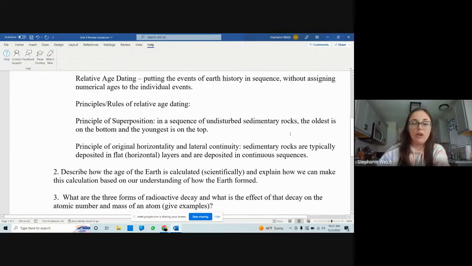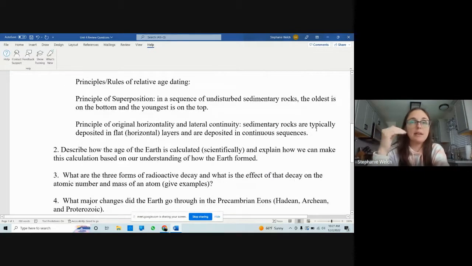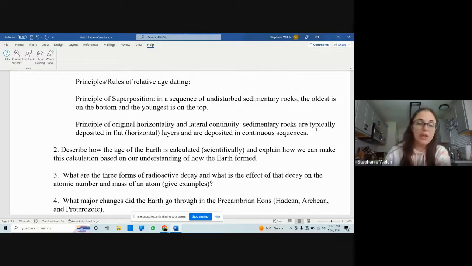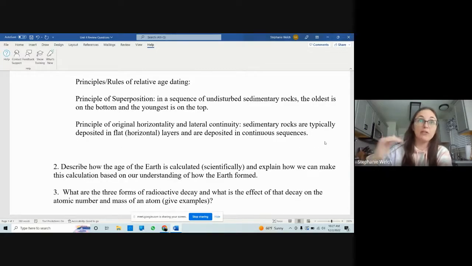So effectively, we know so far that sedimentary rocks are deposited in flat, continuous layers. So they are originally horizontal and laterally continuous. And the oldest ones are found on the bottom, the youngest ones are found on the top. So for the most part, you can almost just ignore this second rule. It's the one that makes the first rule true, effectively.